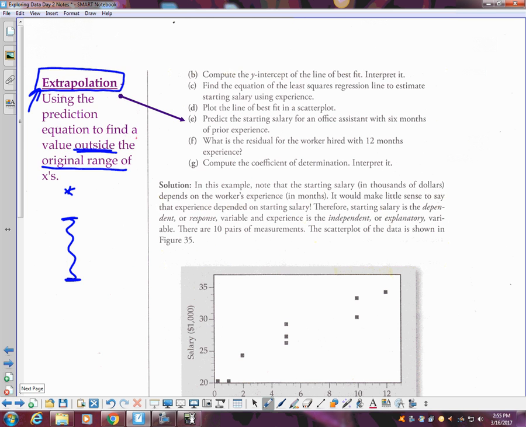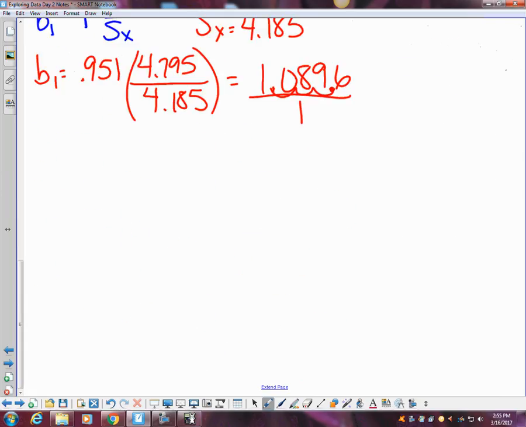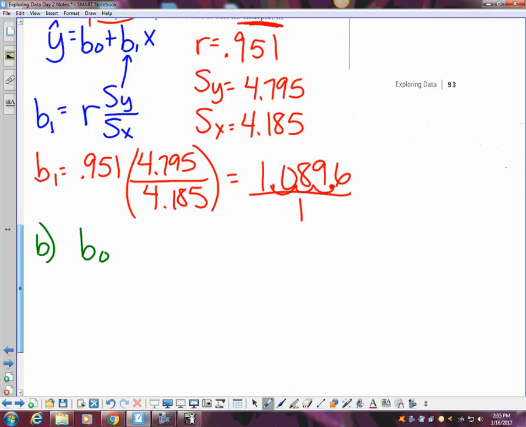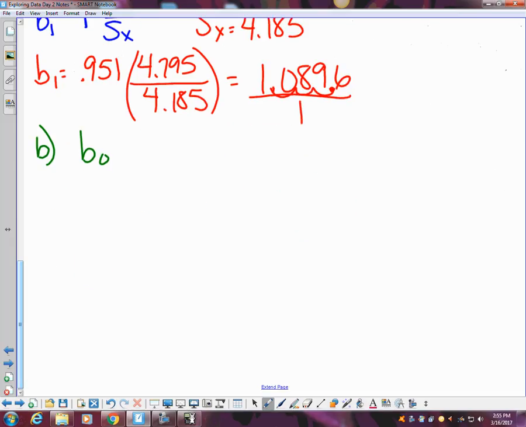Okay, part B wants the y-intercept. I'm going to go right back here and keep on trucking. All right, y-intercept. Your y-intercept is your B sub 0. That guy right there. So use your formula sheet and find your B sub 0 formula. It is y bar minus B sub 1 x bar.